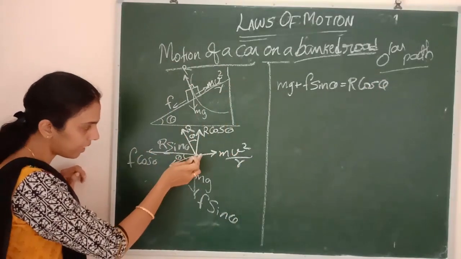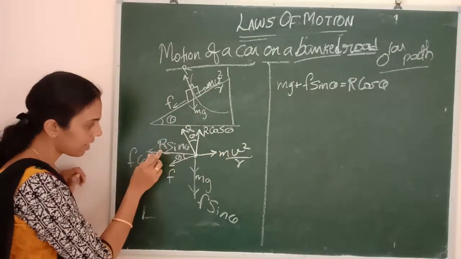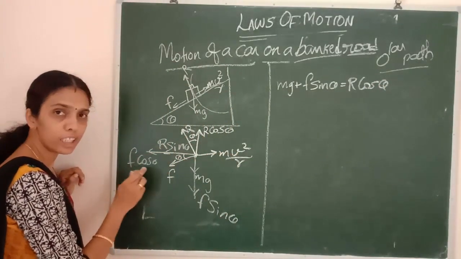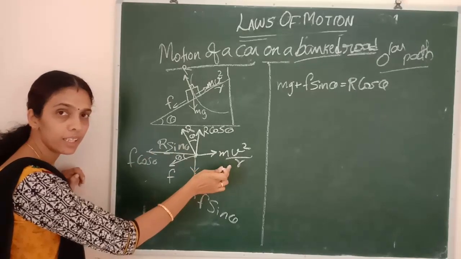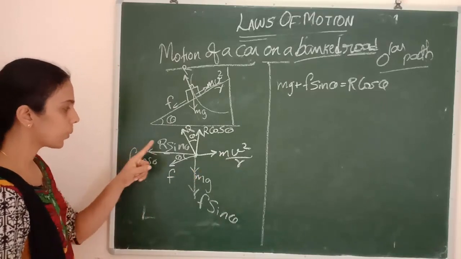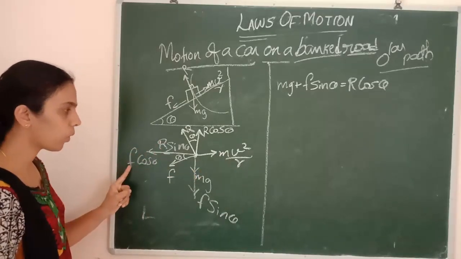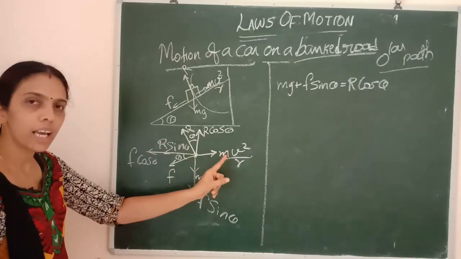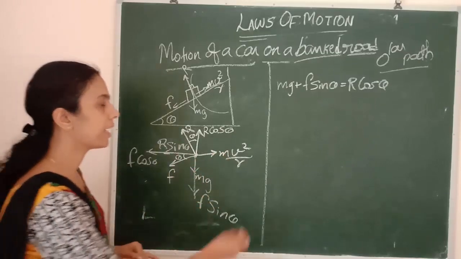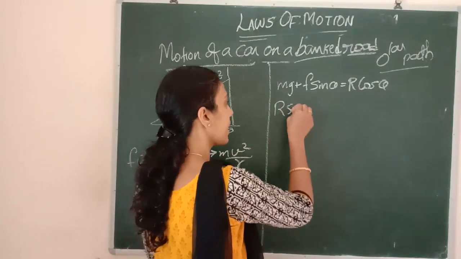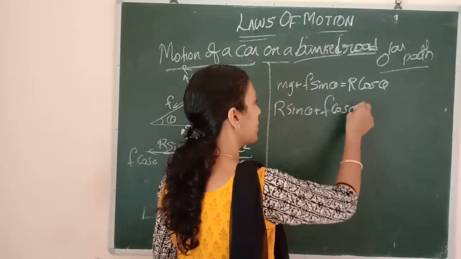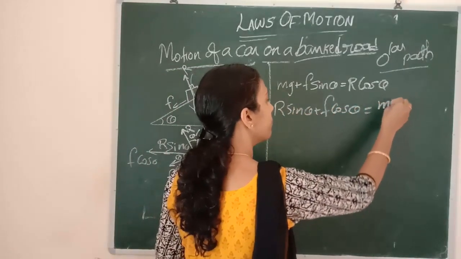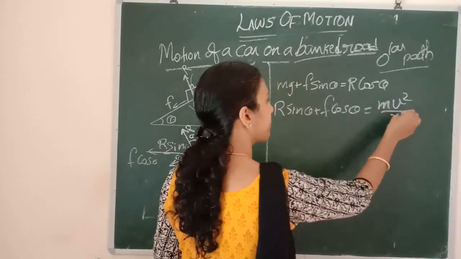Next, here I am considering the horizontal line. R sin theta is there, F cos theta is there. These two will be balanced with mv square by r. So R sin theta plus F cos theta will be equal to mv square by r.